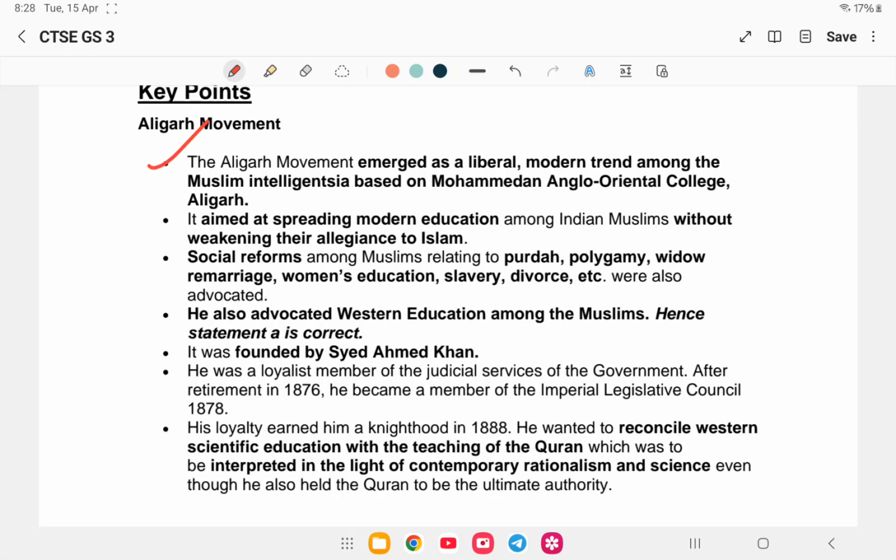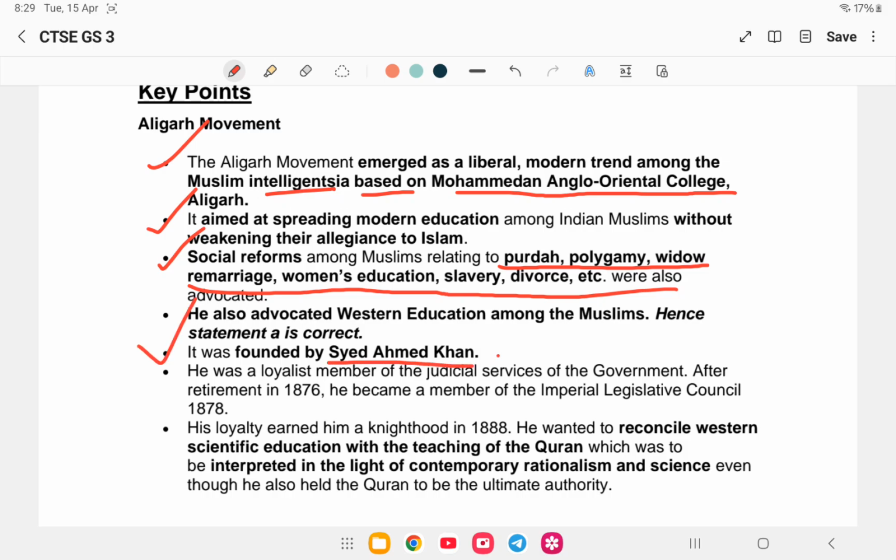The Aligarh movement emerged as a liberal and modern trend among the Muslim intelligentsia, based on the Mohammedan Anglo-Oriental College. The Muslims were lagging behind Hindus, so because of this the Aligarh movement started, to help Muslims compete with Hindus. Social reforms among Muslims relating to purdah, polygamy, widow remarriage, women's education, slavery, and divorce were also advocated. It was started by Sir Syed Ahmed Khan. So this is the answer. Next question.